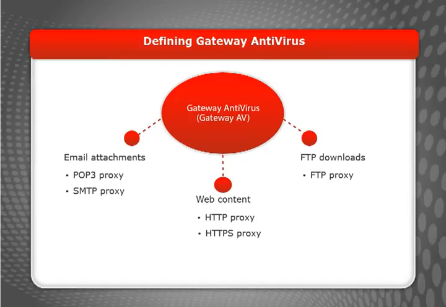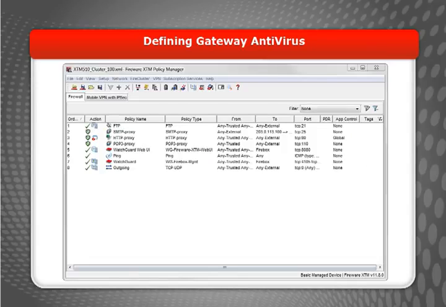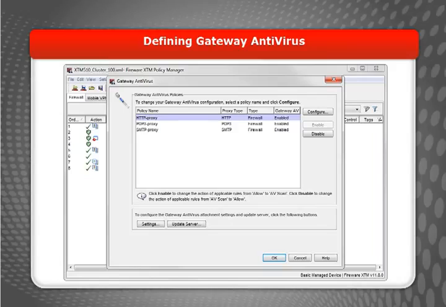Because of this, I'll focus on how you can improve Gateway AV for HTTP performance by having your device bypass AV scanning for content types that are less likely to contain viruses. As a side note, I want to point out that you must use Policy Manager to edit the Gateway AV settings for the HTTP proxy because these settings cannot be configured in the Fireware XTM web UI.